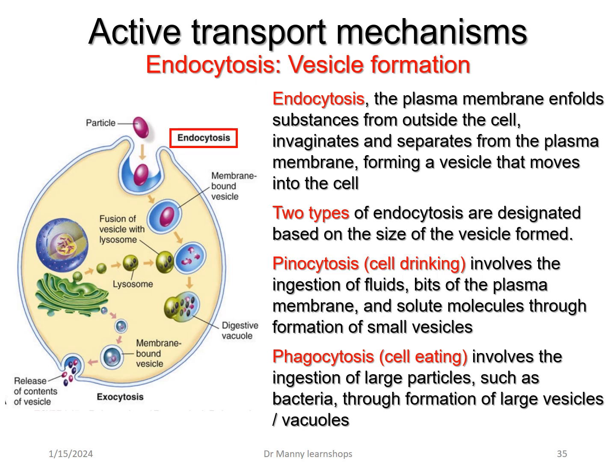And there are two types of endocytosis, designated based on the size of the vesicle or chamber that it forms. You've got pinocytosis, which is the cell drinking. This involves ingestion of fluids, bits of plasma membrane, and solute molecules through the formation of small vesicles. Then you've got bigger ones, phagocytosis, where the cell is eating. This involves ingestion of large particles, such as bacteria, through the formation of large vesicles or vacuoles.